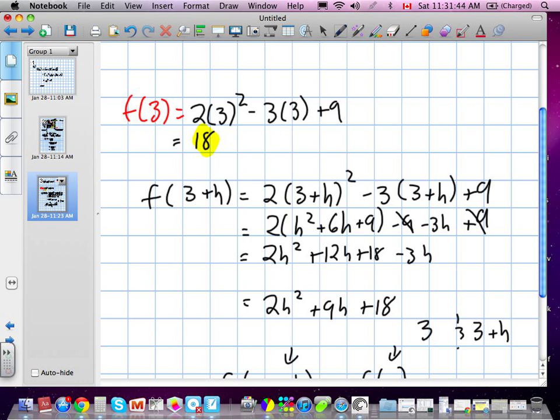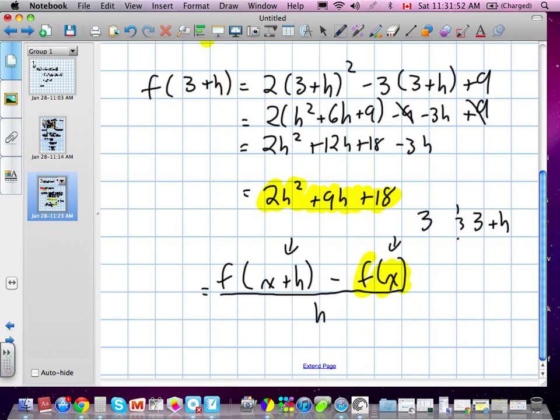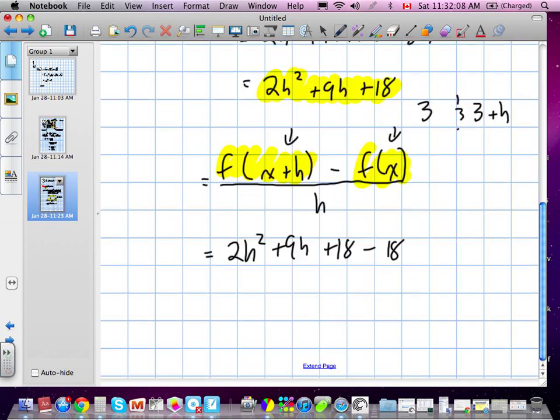Mm-hmm. So what we're going to get on top is 2h squared plus 9h plus 18. Subtract f at 3, which was 18, like we said before, divided by h. The 18s cancel each other out. We're left with 2h squared plus 9h divided by h. This h will cancel one of these h's, and the one on the bottom goes. So we're left with 2h plus 9, which is essentially their question, part D. Okay.